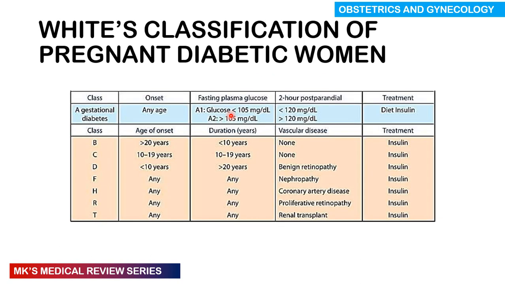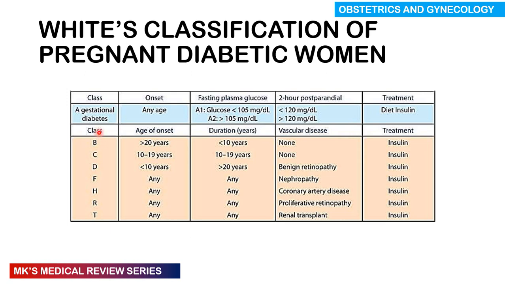There is something that's known as White's classification of pregnant diabetic women. This is very important, especially for the final year students. So we divide them into different classes. As you shall see, I shall mention some of these classes along the way, especially when we talk about the management. So there's class A, B, C, D, E, F, R, and T.